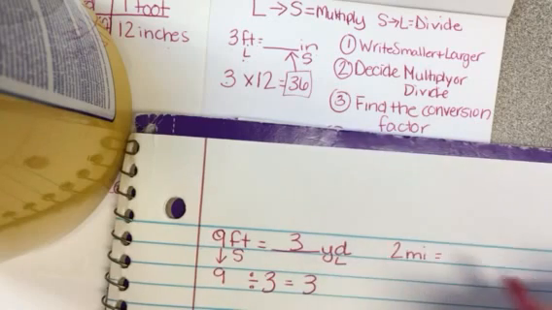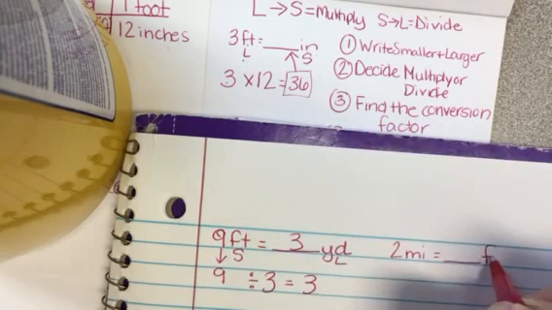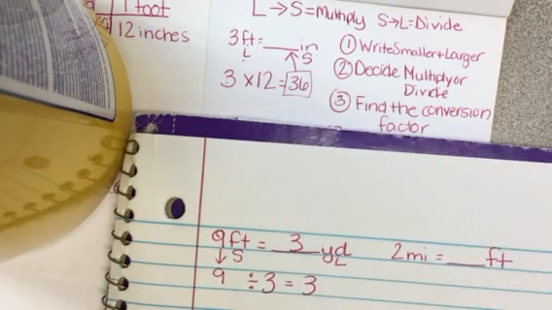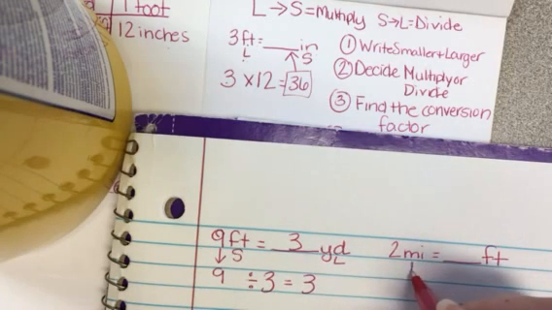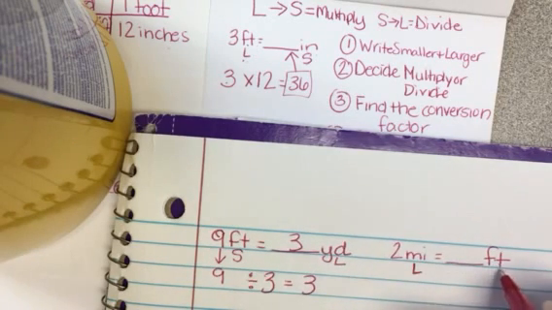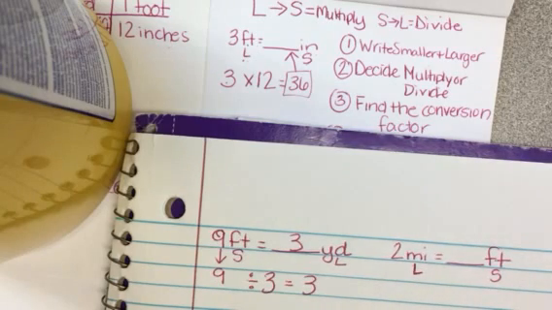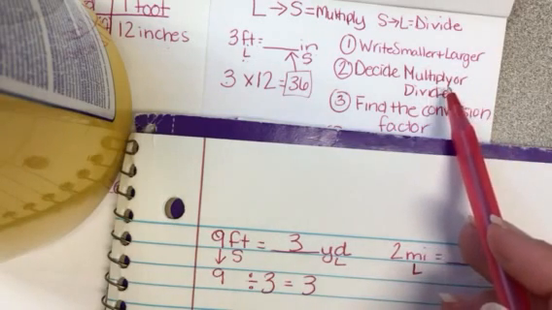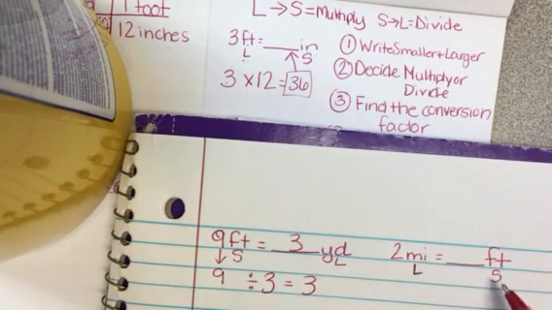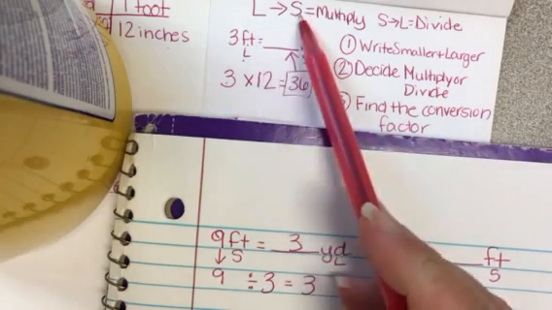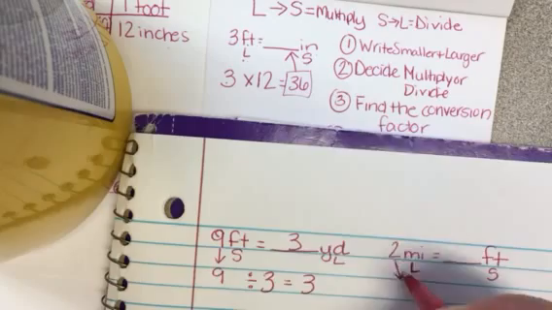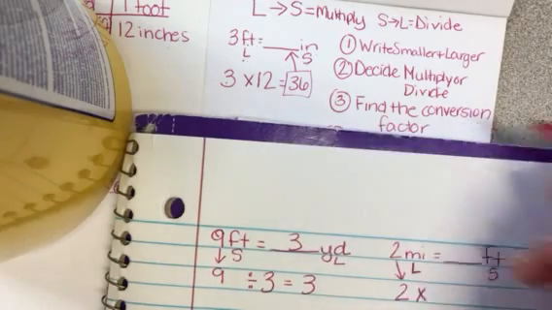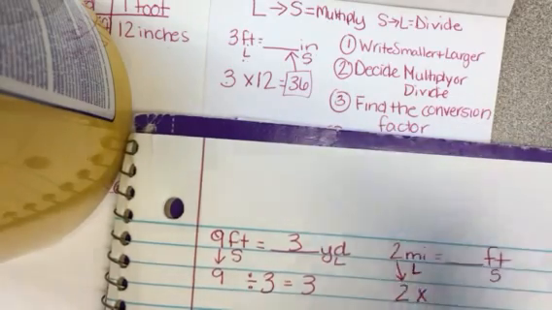Okay, so let's try 2 miles equals how many feet? Step 1, write smaller and larger. A mile is much larger. A foot is much smaller. Decide, multiply or divide. What do I do when I go from larger to smaller? Larger to smaller, I multiply. So I'm going to copy my 2. Now I have to find my conversion factor.